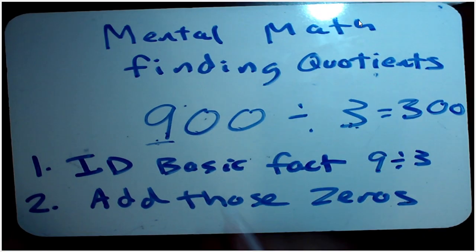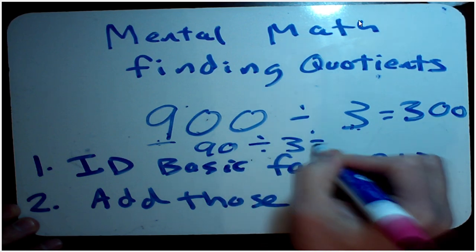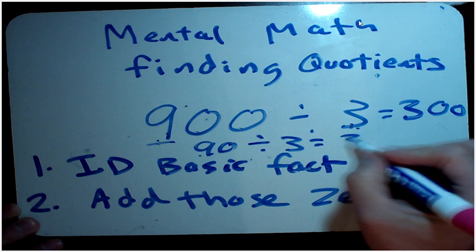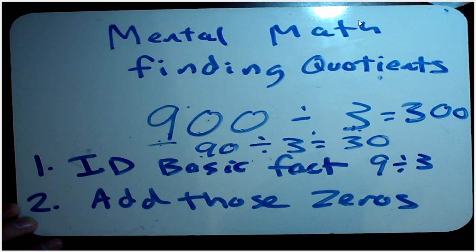If I did 90 divided by 3, 9 divided by 3 is 3. Add my 0, it's 30. And then we know 9 divided by 3 is 3 because we've done that basic fact.